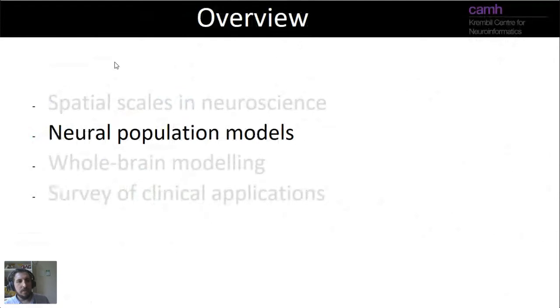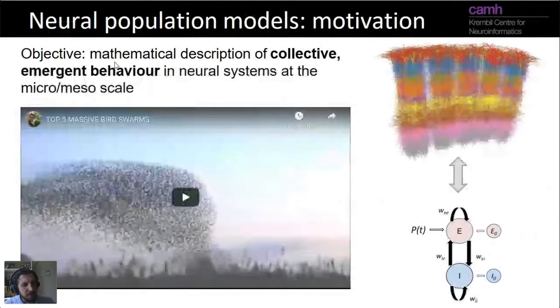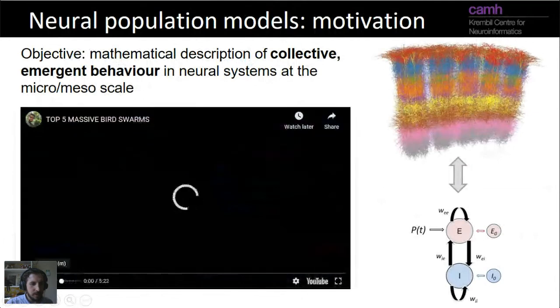Okay, so onto the first part of the picture that I want to lay out for you about mesoscopic whole brain modeling is neural population models. And what I want to do first is to give a bit of an amusing intuition pump, let's say, in terms of what we're trying to do and why. It's not a perfect analogy, but it's not a bad analogy. So I'm just going to play this little video here.